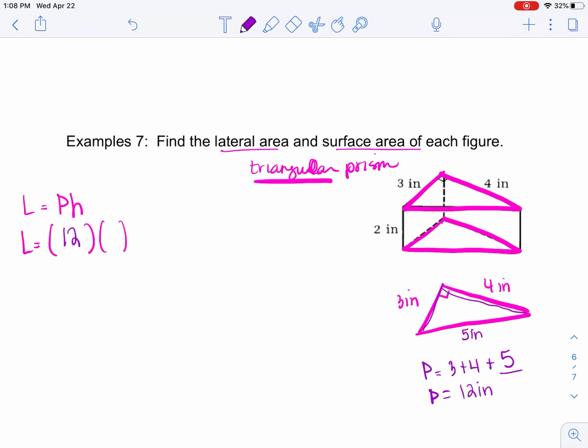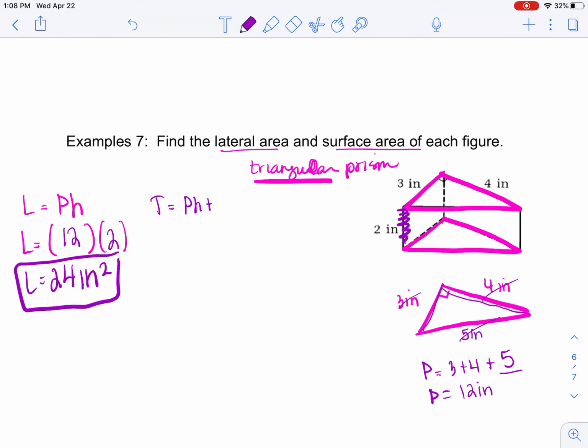12. All right, now I need the height of the prism. Remember, it's not 3, it's not 4, it's not 5. I can tell you that, right? It connects your two bases. That's 2. So the lateral area is 24 inches squared. Total surface area is perimeter times height plus 2 times the area of the base.